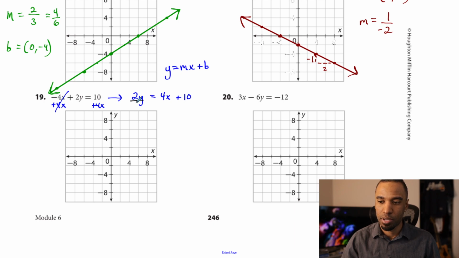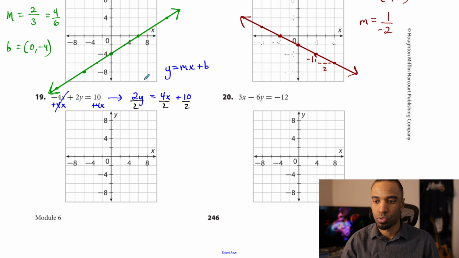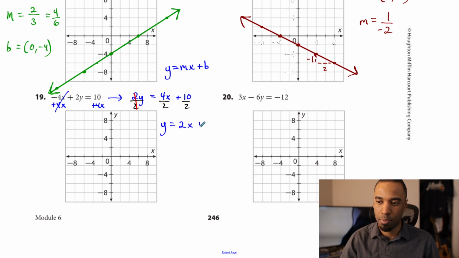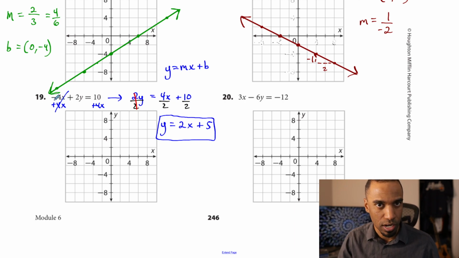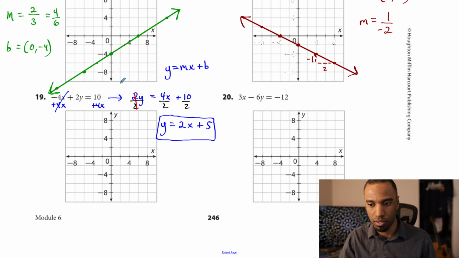Now I'm going to divide both sides by 2 because I got to get y by itself. And when you divide by 2, everything divides by 2 here. So y is all that remains here. 4 divided by 2 is 2, and 10 divided by 2 is 5. This is my slope-intercept form for this guy, y equals 2x plus 5. See, I told you your slope wasn't -4 and your y-intercept wasn't 10, and there it is.